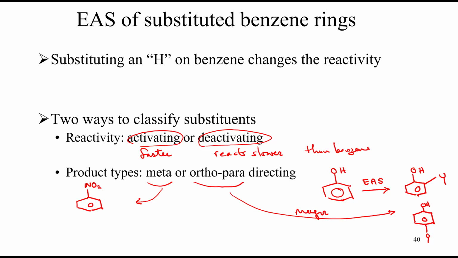But I would like you to know why they're activating, why they're deactivating, and why they're meta or ortho-para directing. But a meta director, like a nitro group, when we do an EAS reaction to it, will generally add the second substituent in the meta position, so like this. Okay? So those are the two ways we classify it. Makes it faster, makes it slower, that is activating or deactivating, and whether it's a meta director or an ortho-para director.